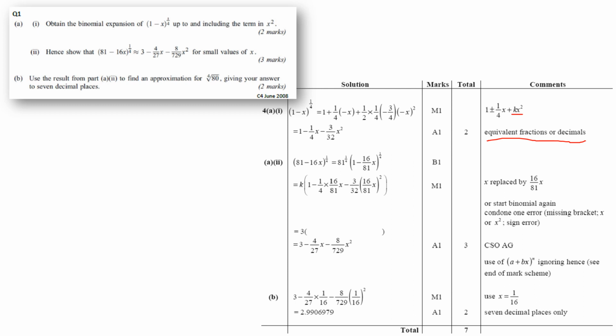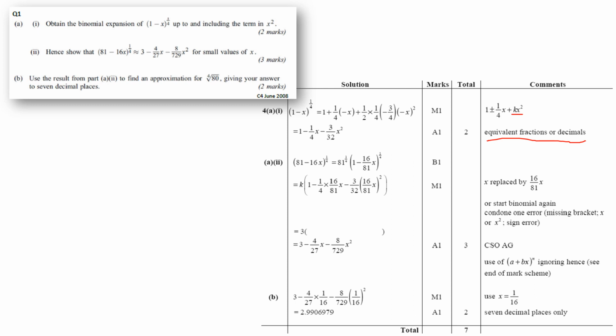For the second part of the question, there are 3 marks available, and it's a show that question. In this case, the examiner needs to be convinced that you know what you're doing, so you've got to demonstrate where this comes from. And the first step is what we've seen before, pulling out a factor of 81, so that you have 81 to the power of a quarter multiplied by 1 minus 16/81x to the power of a quarter. That's where your first mark comes from, demonstrating that you can do that.